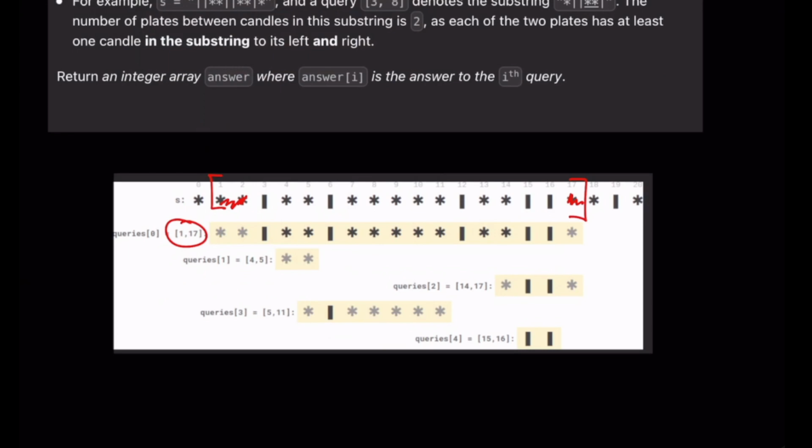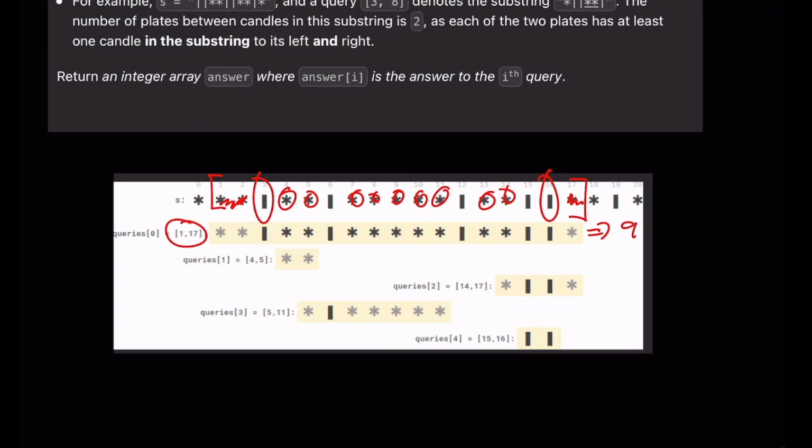The plates that we count to be in between the candles are the plates that are in between these two candles because they're the leftmost and the rightmost candle within a given substring. Now the resulting answer is 1, 2, 3, 4, 5, 6, 7, 8, 9, giving the result of 9.